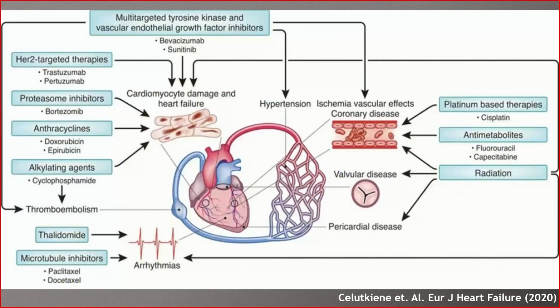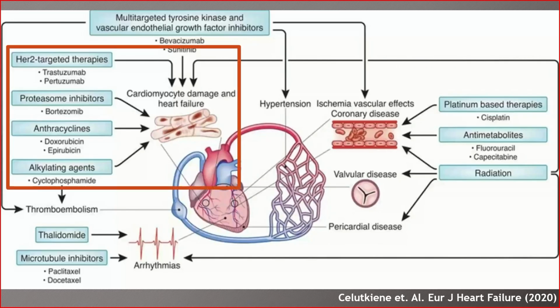This is a graph that was published in the European Journal of Heart Failure in 2020. And as you can see here, the effect of chemotherapy and radiotherapy is extensive on the cardiovascular system. Not only does it affect the heart from the cardiomyocyte damage standpoint, leading to heart failure, but it can also lead to arrhythmias, valvular disease, pericardial disease, and coronary artery disease, along with hypertension and thromboembolism. But for the sake of time and for the sake of today's presentation, I'm going to be primarily focusing on anthracyclines and HER2 targeted therapies and the risk of developing heart failure and cardiomyocyte damage.